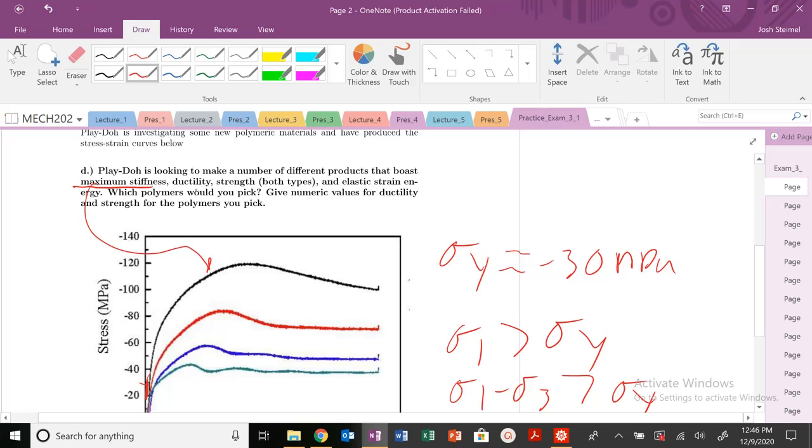What has the largest ductility? Well, ductility is governed by these values, so I'd say they're all about equal as well. Strength. So let's look at both types, both sigma y and sigma UTS.